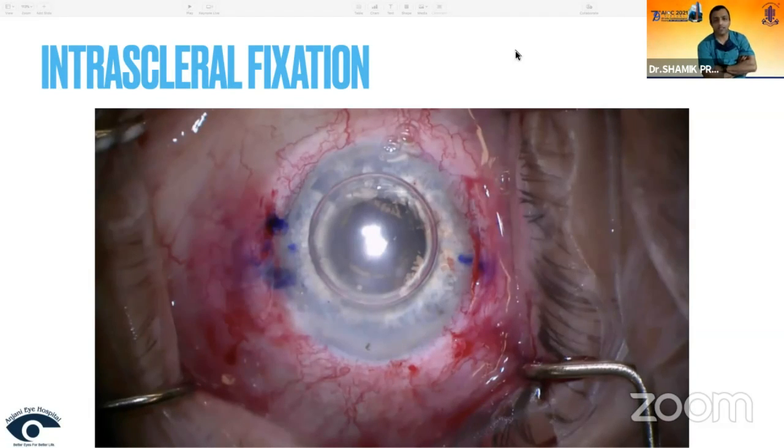So once this technique is done, at the end of the procedure, I tend to place a small air bubble inside the eye in the anterior chamber, just to be sure that there is not much movement of the lens and it remains stable. So this is what I wanted to present as a glued IOL technique over here.